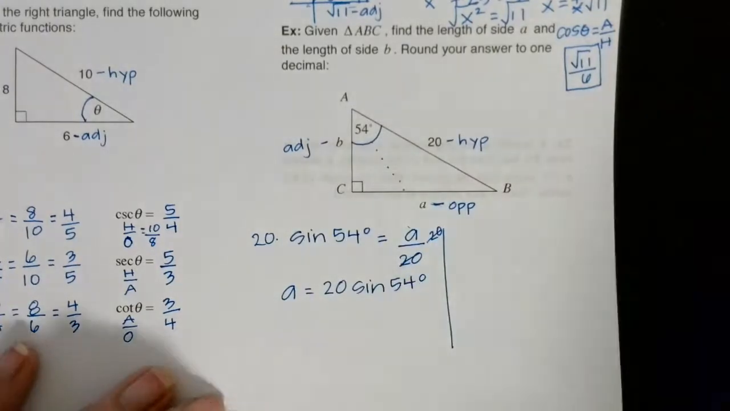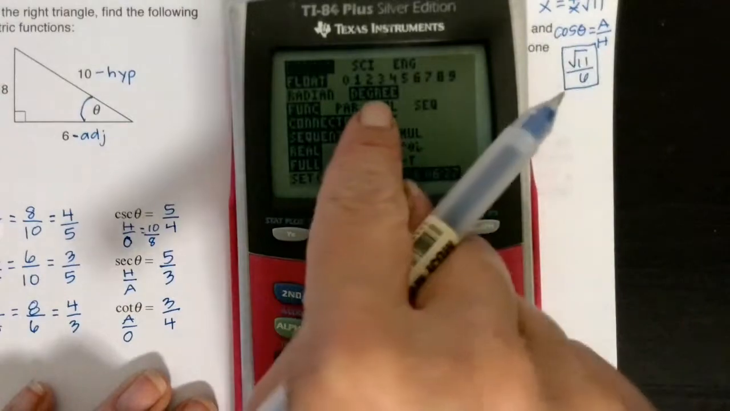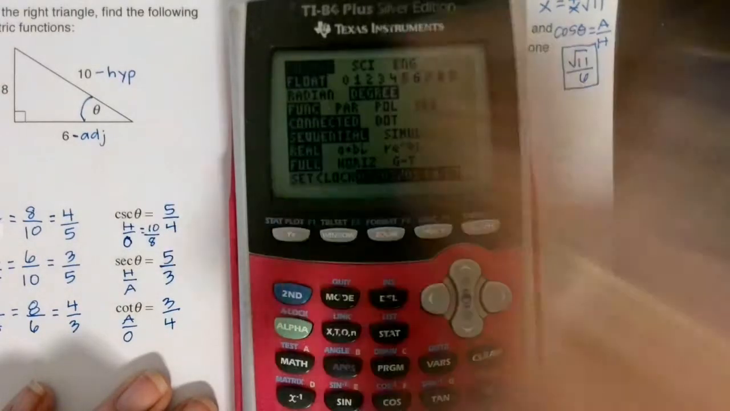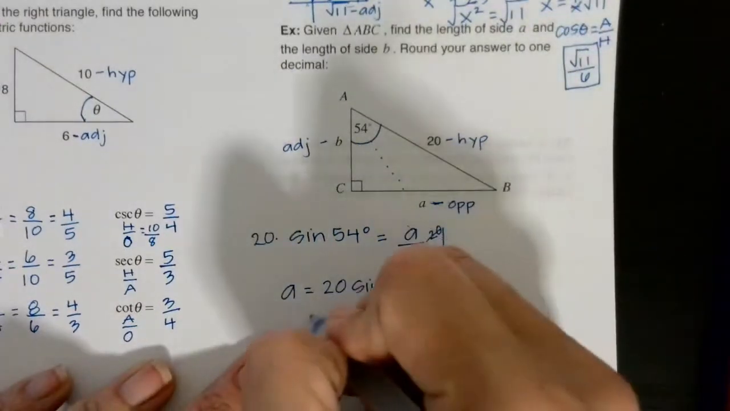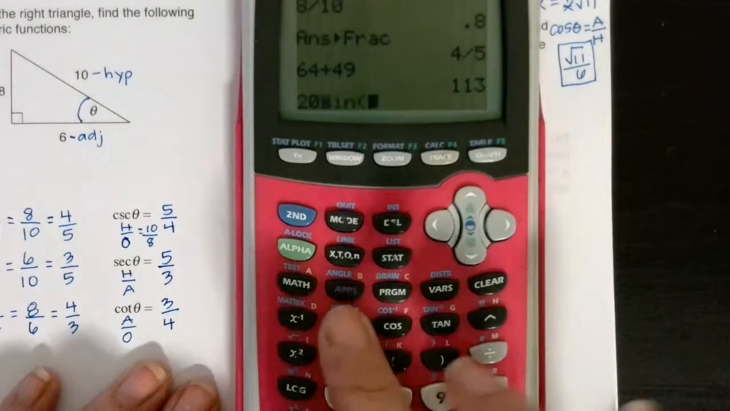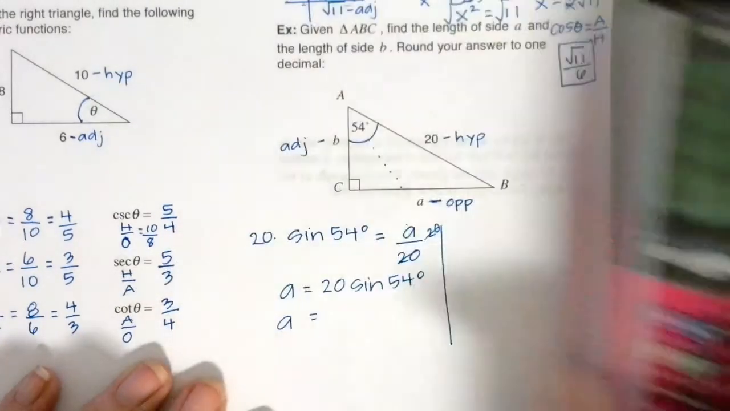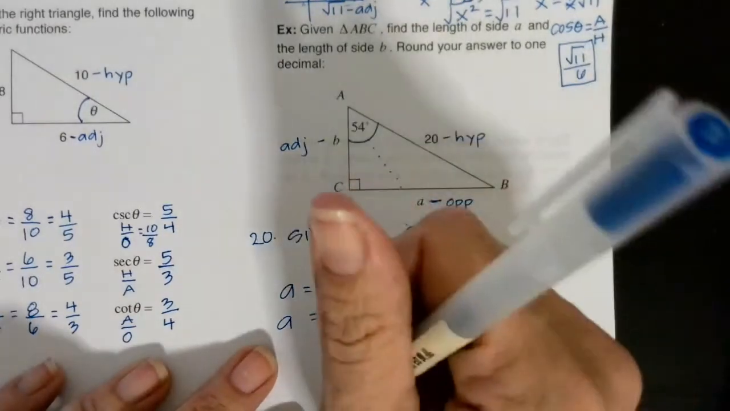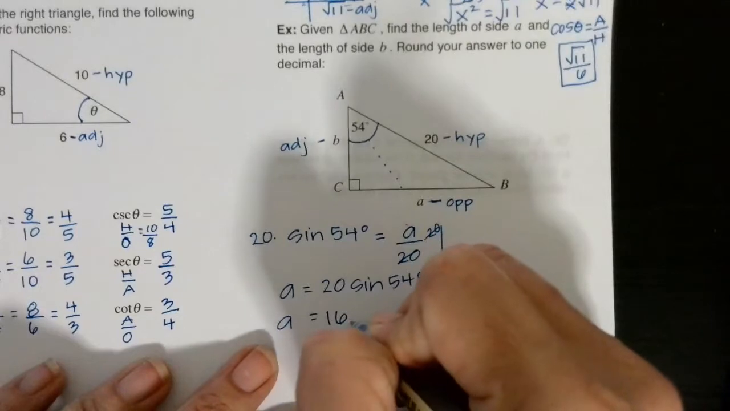So before we plug that into our calculator, you're going to hit mode and make sure that you're in degree mode and not radian mode. We'll get to radian later. So we get A equals 20 times the sine of 54 degrees, which is 16.18, and it says round your answer to 1 decimal, so 16.2.